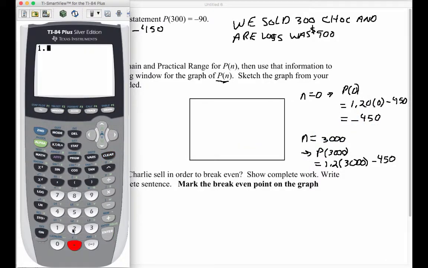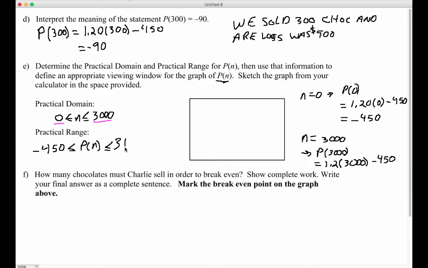So 1.2 times 3,000, subtract 450, and we get $3,150. That's the most that he can make in a week if he sells out of all of his chocolates. So 3,150. Okay, so we're going to use these numbers to help us find our sketch of our graph.